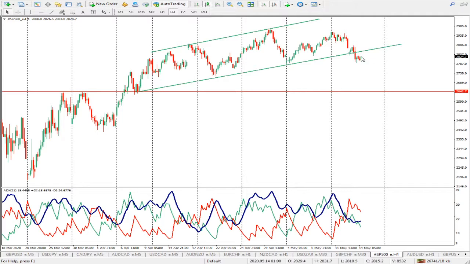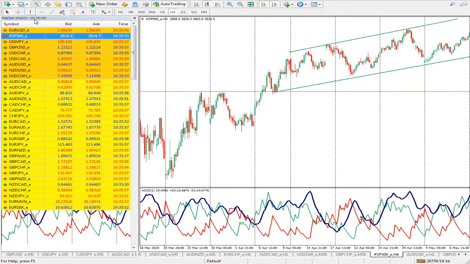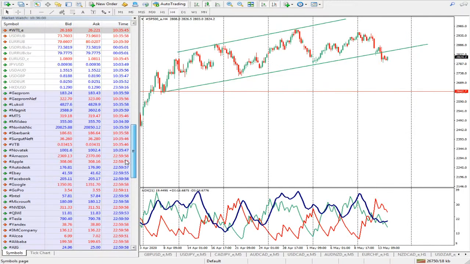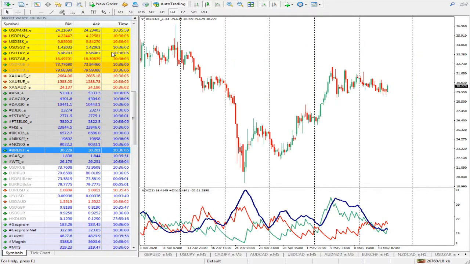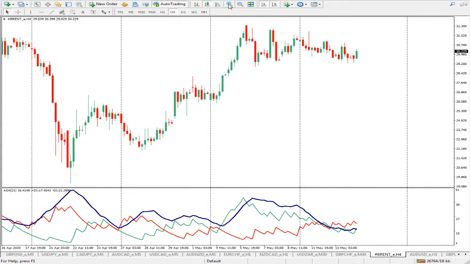So as it is now, expect a sell from this point. That sell should take price up to this point. So the next symbol we look at is Brent oil. Brent also we have a shape.